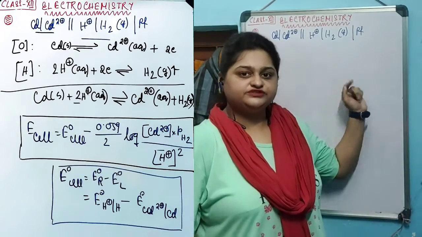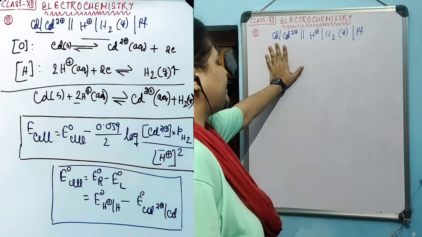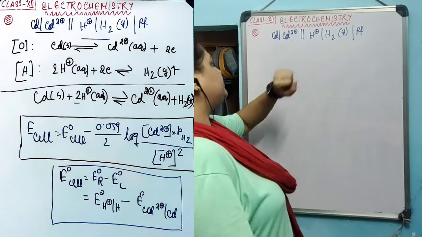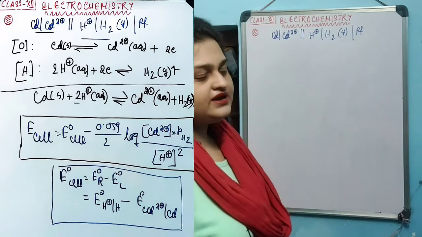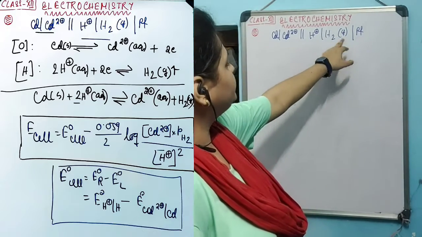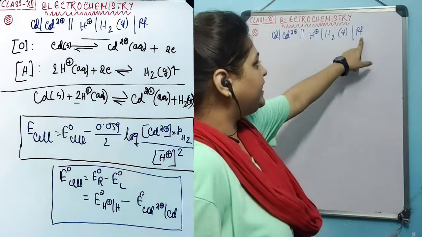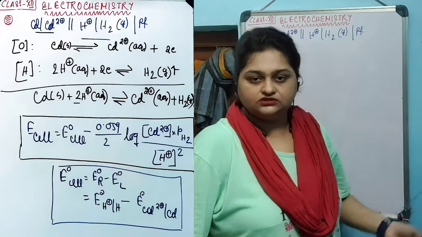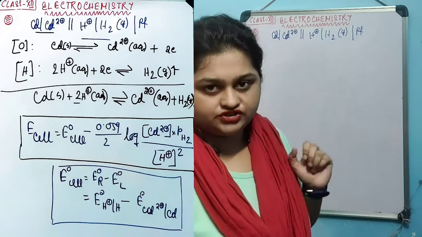In this cell reaction, in the oxidation half cell, cadmium is transforming to cadmium 2 plus, and there is this representation of the salt bridge. And in the right hand side half cell reaction, H plus is transforming to hydrogen gas, and there is a platinum. Now why is this platinum coming? Is it included in the right hand side reaction or not? It is not.